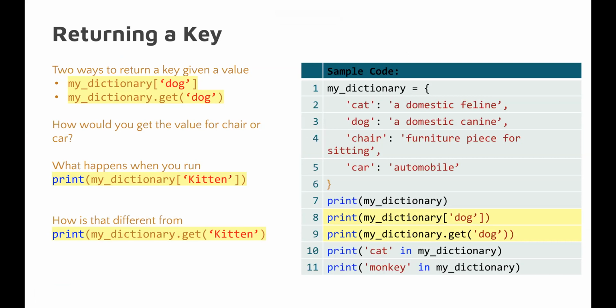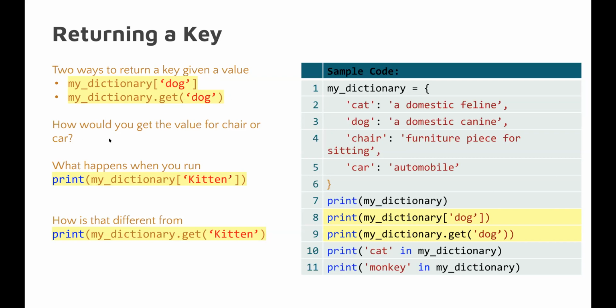So we just talked about how to return a key, right, and get the value. I mentioned that there were two ways to return a key given a value. This should say return a value given a key. My dictionary and then square brackets dog, or my dictionary.get dog.